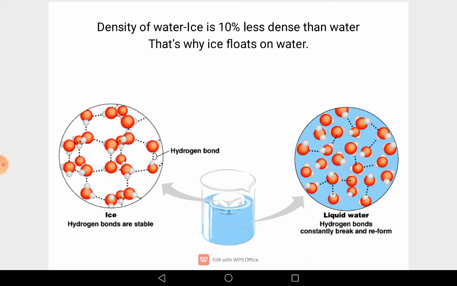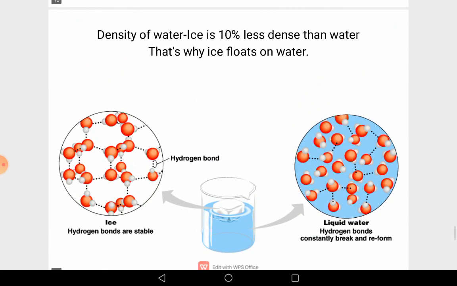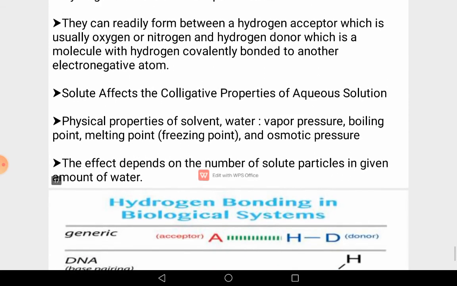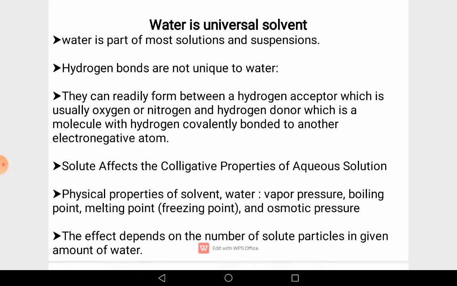In liquids, the hydrogen bonds form, reform and break, like that. Whereas in the case of ice, the hydrogen bonds are stable. So this is how the volume of ice is more when compared to water, and the density of ice is lower. So that is why ice can glide on the surface of water. And water is a universal solvent. Water is most part of solutions and suspensions.